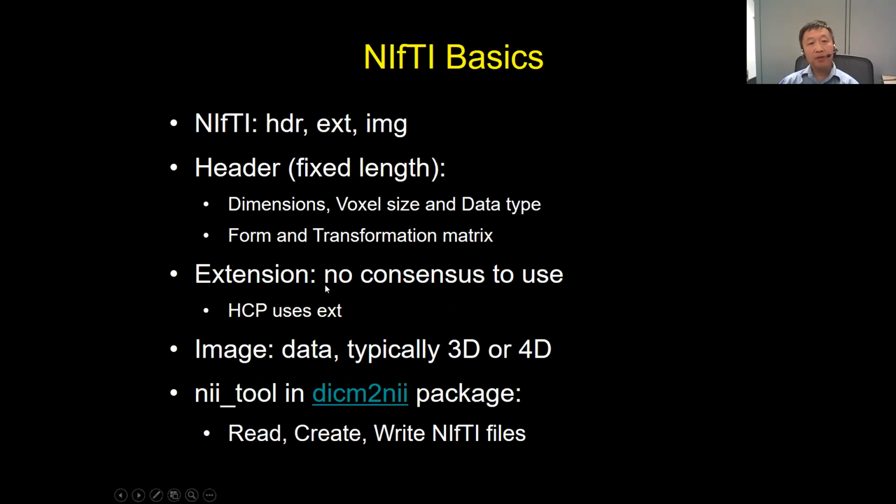The extension is a pretty powerful part of the NIfTI format. Unfortunately, there's no consensus on using it. That's why most software packages don't use it. HCP is the major one to use it. Because it can save a lot of information, you can save any information you want. You can define your own format, but the problem is that I don't know your format, so it makes it hard for other people to understand. But that's the flexible part of NIfTI. The image part stores the image data. Typically it's 3-dimensional, or for functional or diffusion data, 4-dimensional.